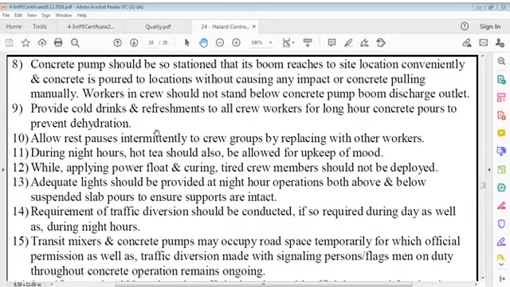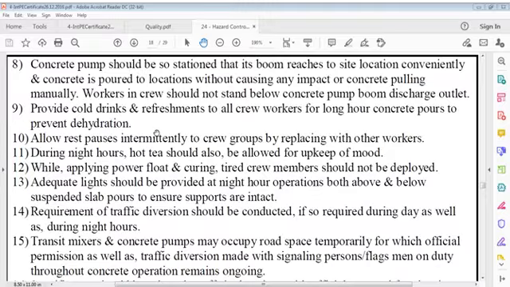It is therefore a very important point that the concrete pump should be so stationed that its boom reaches the site location conveniently without any problem, and concrete is poured to proposed locations without causing any impact or concrete pulling requirement manually.